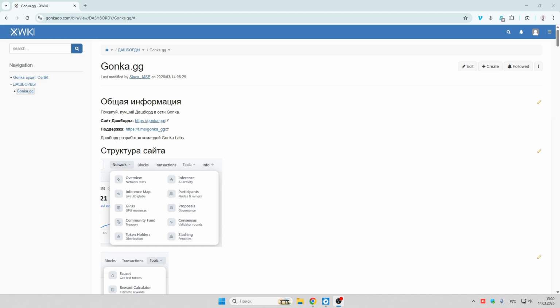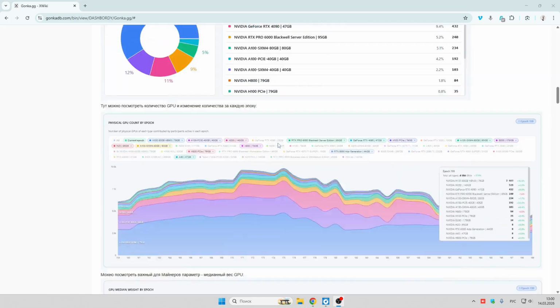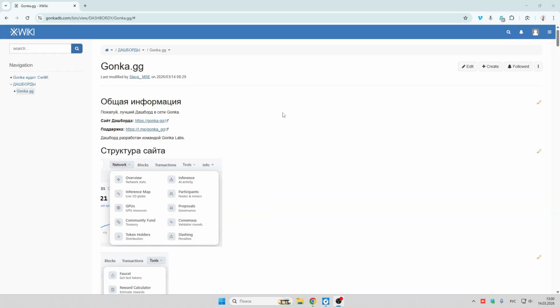Today we will take a look at the best racing dashboard online created by the Gonka Labs team and available on the gonka.gg website. Right now we are on our knowledge base, which is currently only available in Russian, but we will soon translate it into other languages. Here is an article about this dashboard. You will find a link to this article in the description.